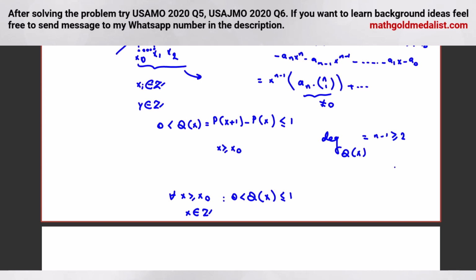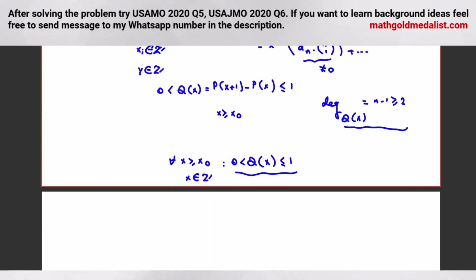The degree of q of x is at least 2. For x greater than or equal to x0, q of x is between 0 and 1. Is it possible? No. Why not? Because won't the degree of q of x be even?